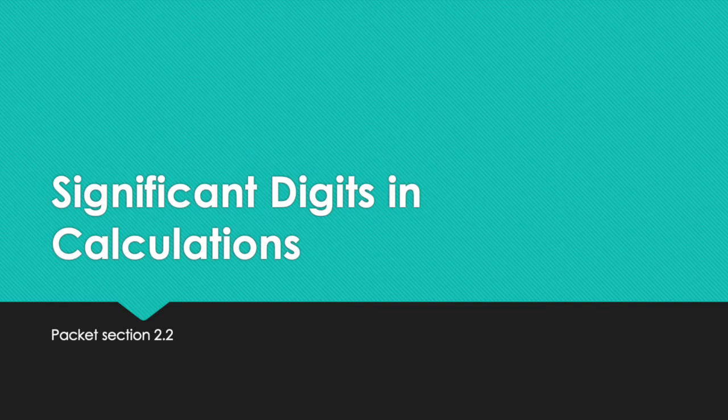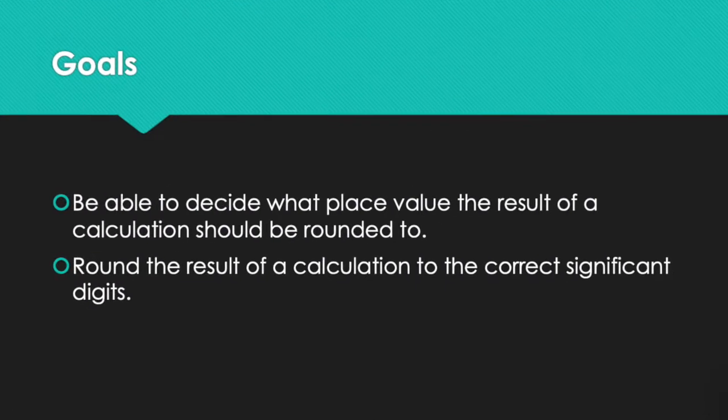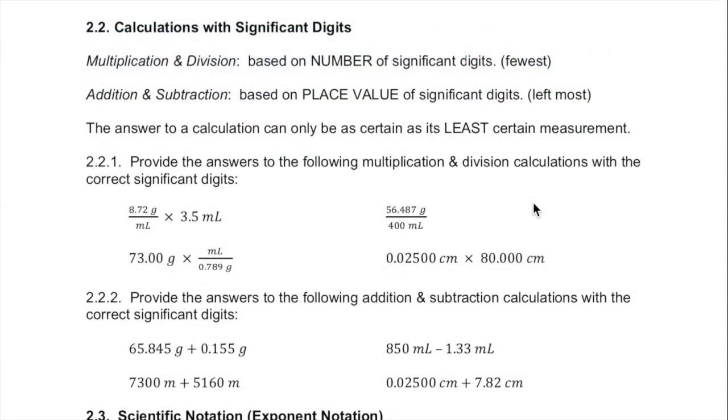Let's take a look at using significant digits in calculations. Be able to determine how many significant digits an answer to a calculation should have and round that answer to the proper digits. The uncertainty that you have in each of your measurements carries through the calculations you do with those measurements. And there's two fairly straightforward rules for you to remember.